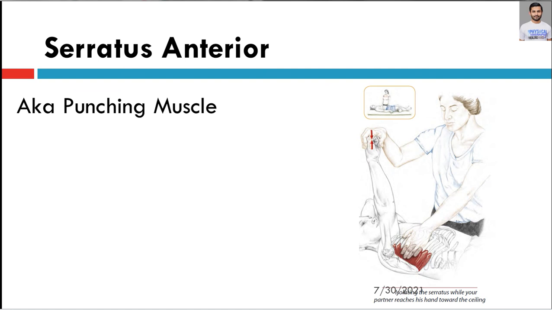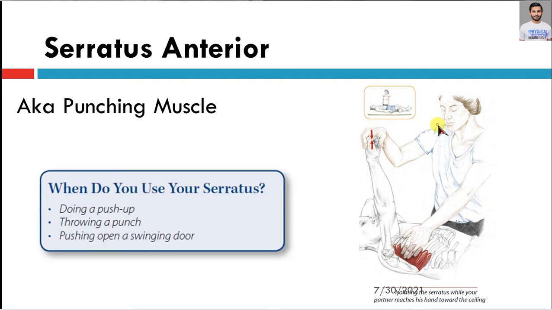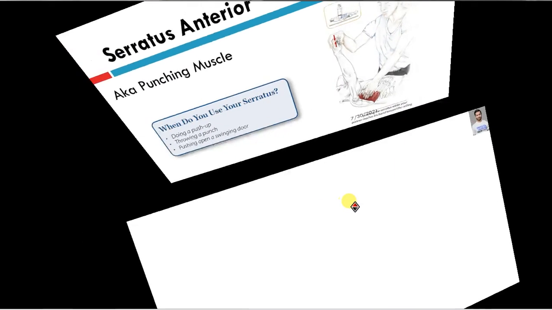This is also called the punching muscle. So ask your partner to make a fist and try to punch against your hand, and then you can also feel the contracting serratus anterior muscle. If somebody has COPD or labored breathing, with every single inspiration you can clearly see the serratus working. So when doing a push-up, throwing a punch, or pushing open a swinging door, you're using your serratus anterior muscle.